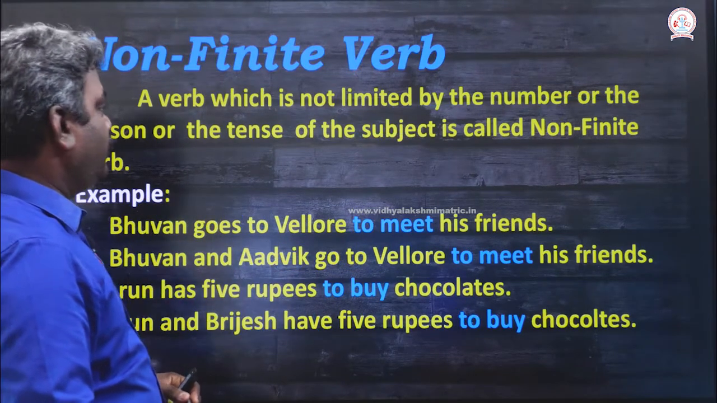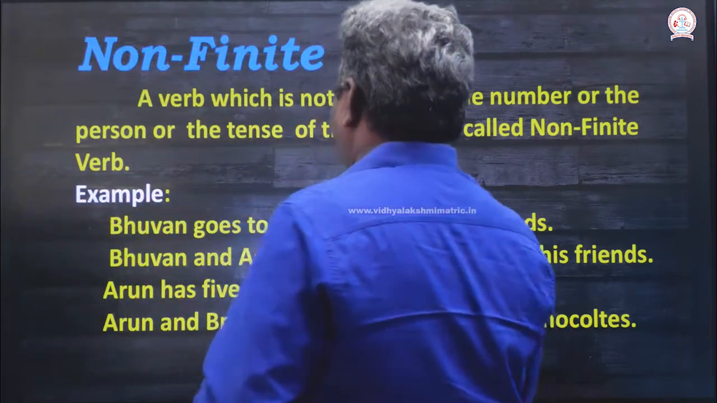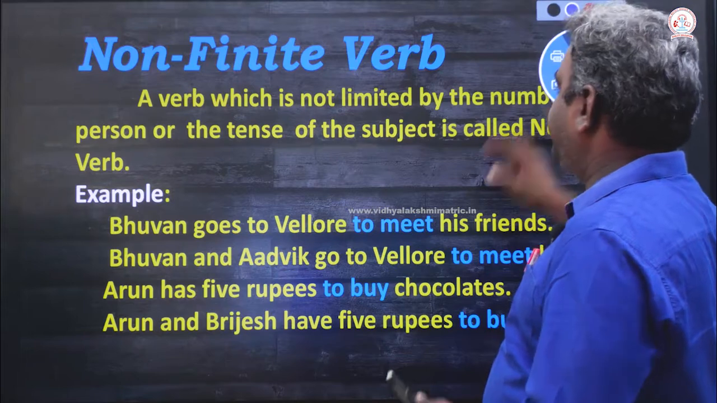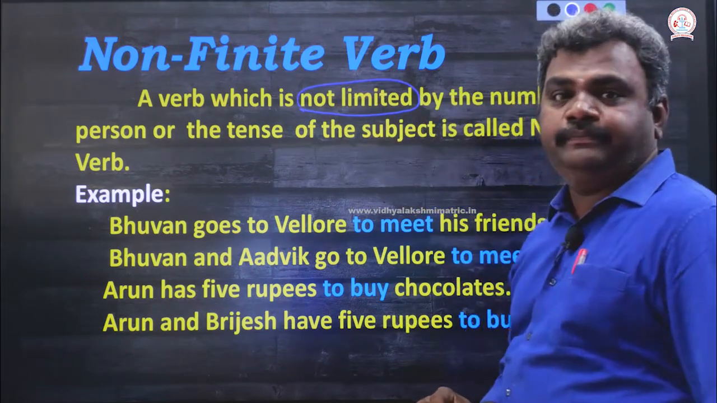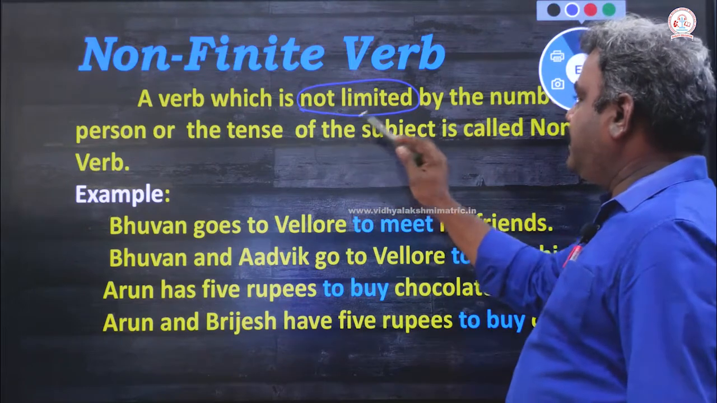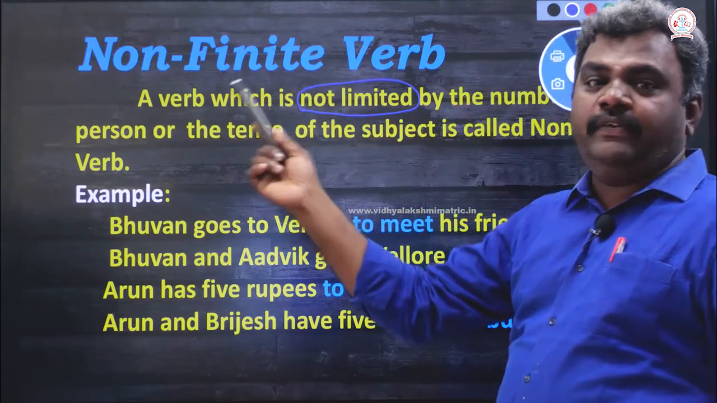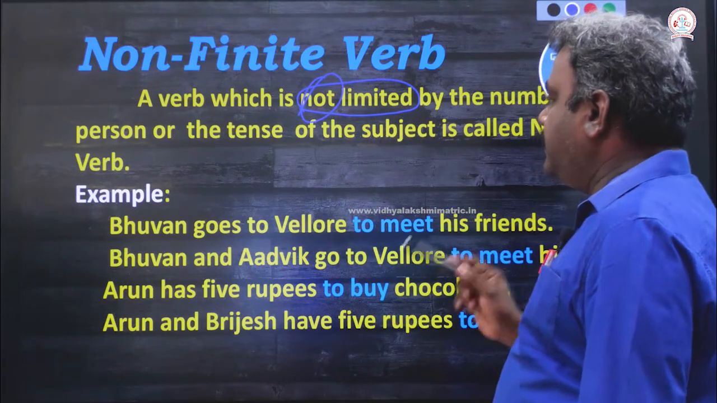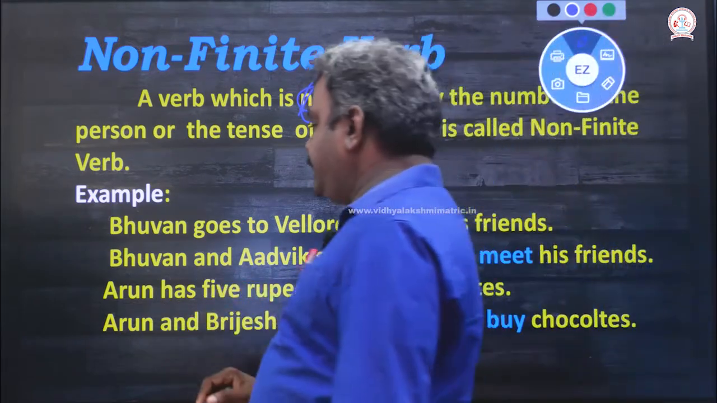Non-finite verb. It's very simple. A verb which is not limited. This one word will be enough. A verb which is not limited by the number, person or tense of the subject is called non-finite verb. The same words I taught you for the finite verb, but we only added not. I have taken the same example.